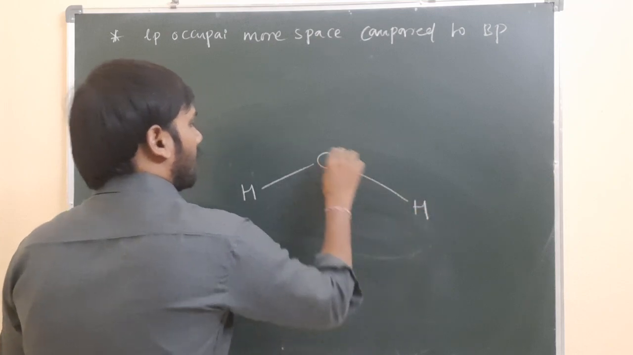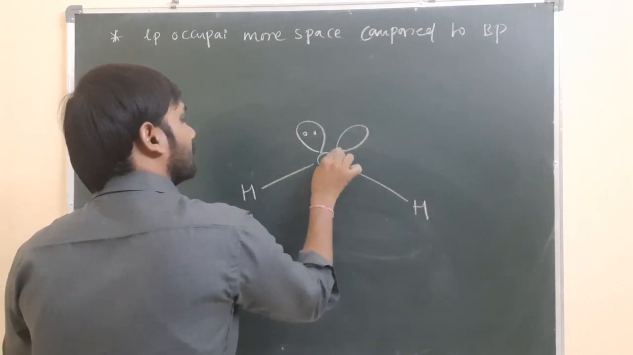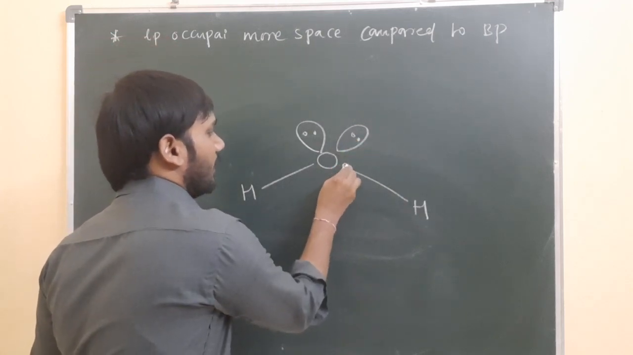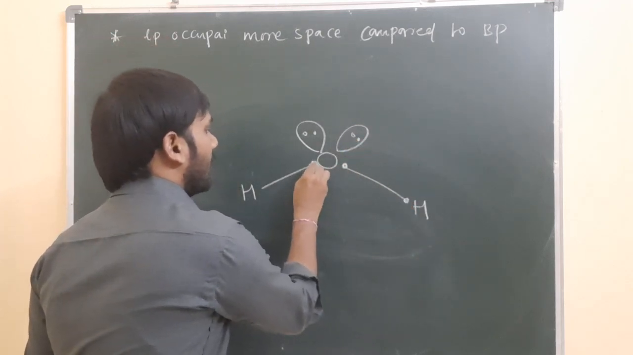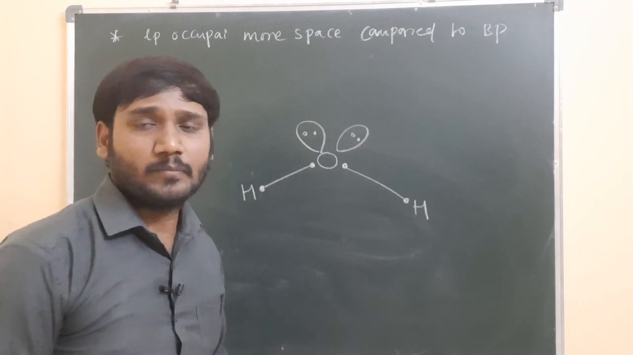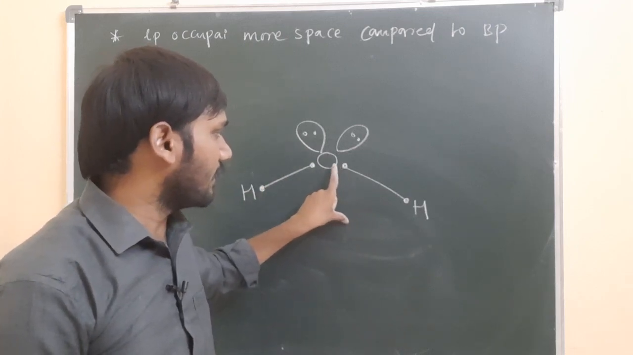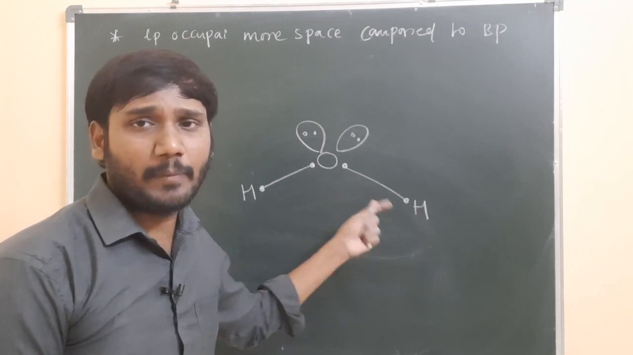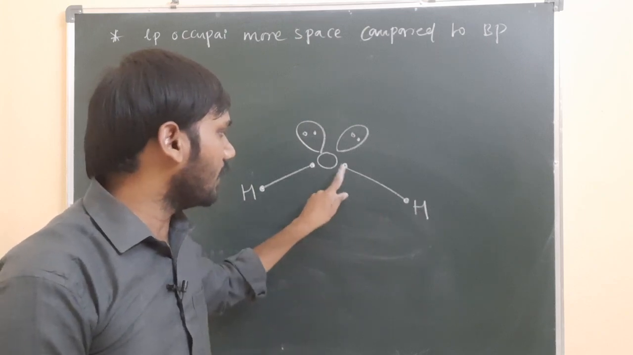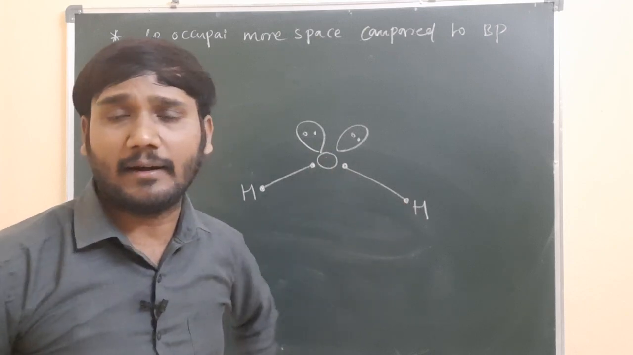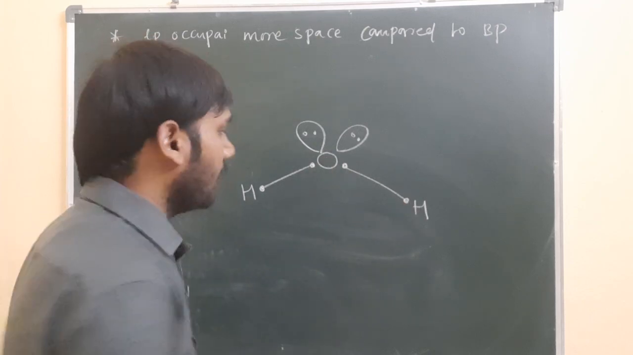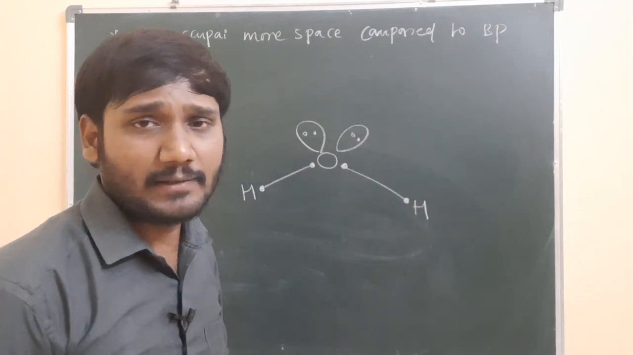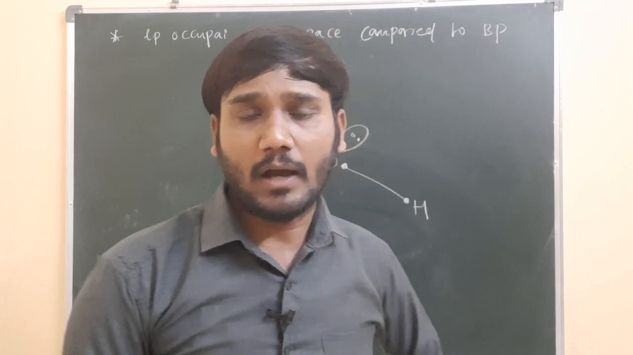H2O: this is the lone pair, these are the bond pairs. Lone pair is nothing but what? A bond pair is nothing but two electrons. Out of the two electrons, one electron is attracted by oxygen and one electron is attracted by hydrogen. It means a bond pair is attracted by how many elements? Two elements. So bond pairs are attracted by two elements, or two nuclei.